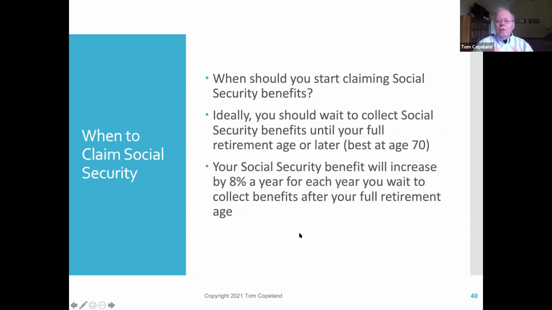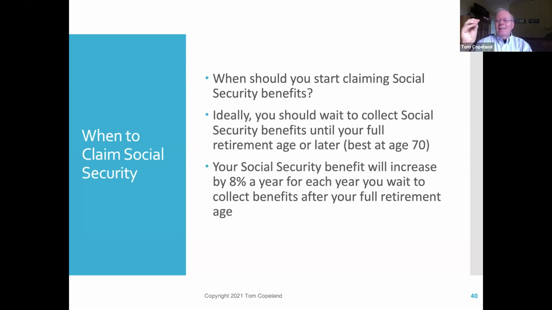Well, when should you start claiming Social Security? For most people, ideally at age 70. The longer you wait to claim Social Security benefits, the more benefit you're going to get. So between the age of 62 and 70, your benefit is going to go up for each year that you wait. Between your full retirement age and age 70, your benefit will go up by about 8% a year.